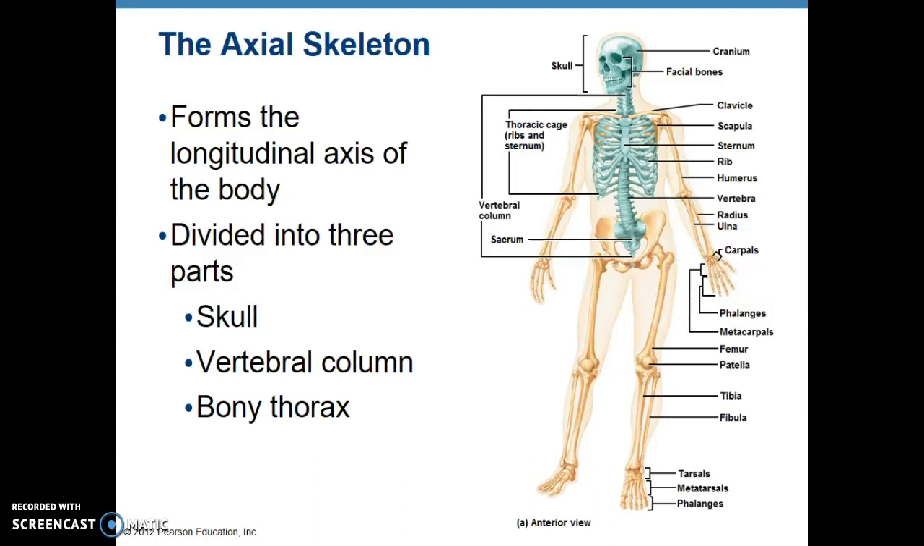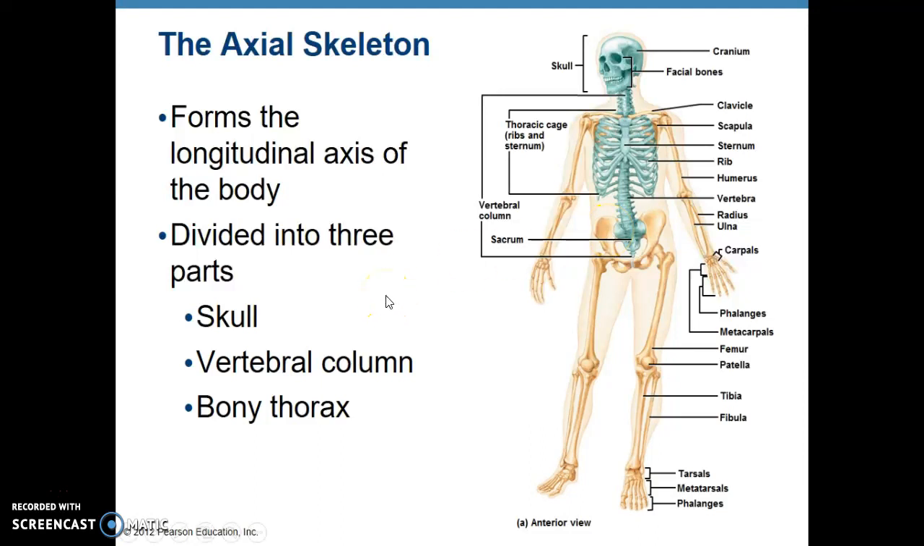Guys, I'm gonna go through the bones of the body for you. So remember that we can break down the skeleton into the axial skeleton and the appendicular skeleton. I'm gonna start with the axial skeleton. The axial skeleton basically forms that longitudinal axis of the body. This is what is highlighted in green here.